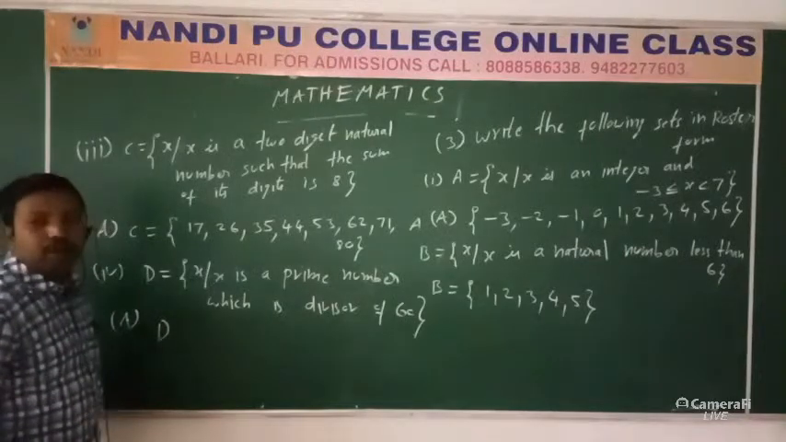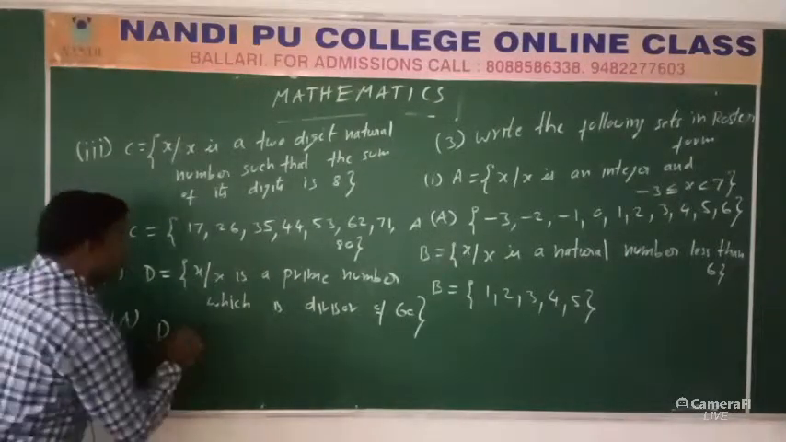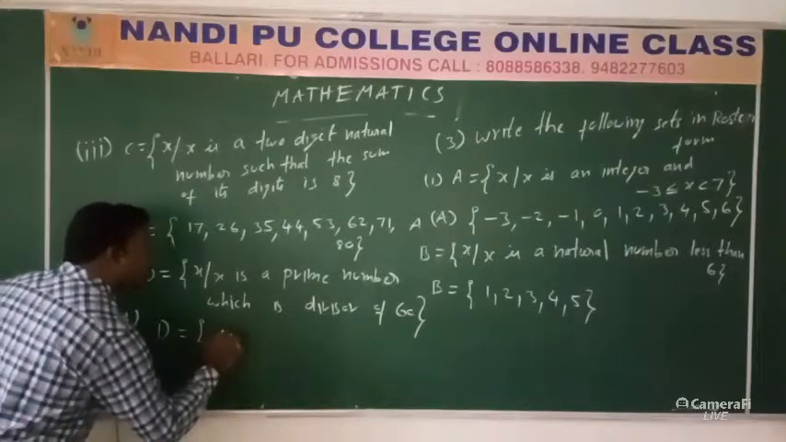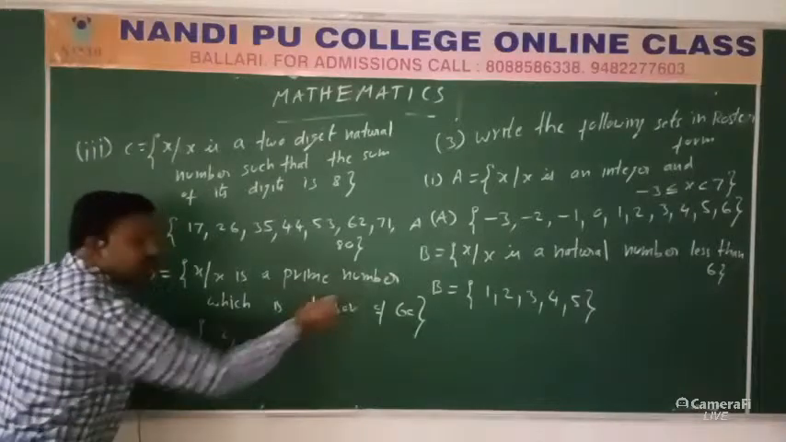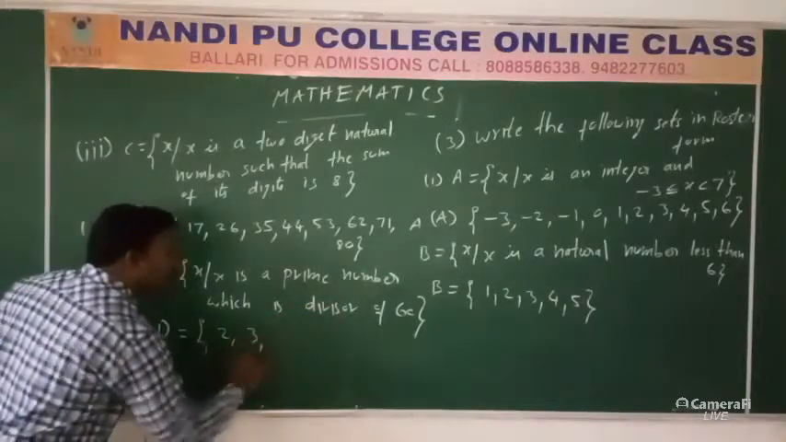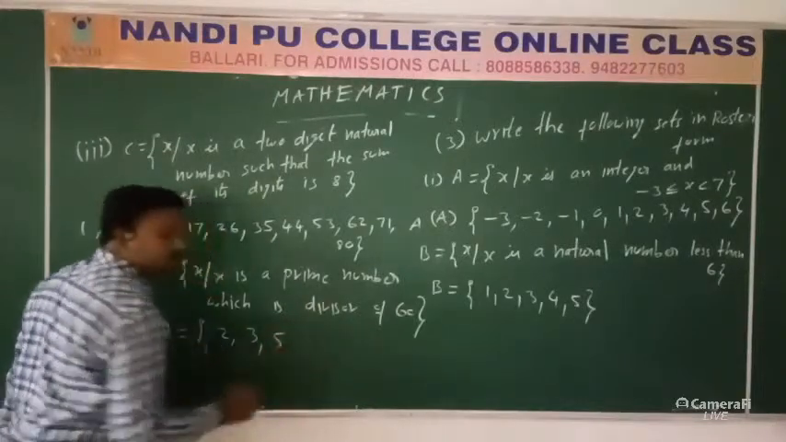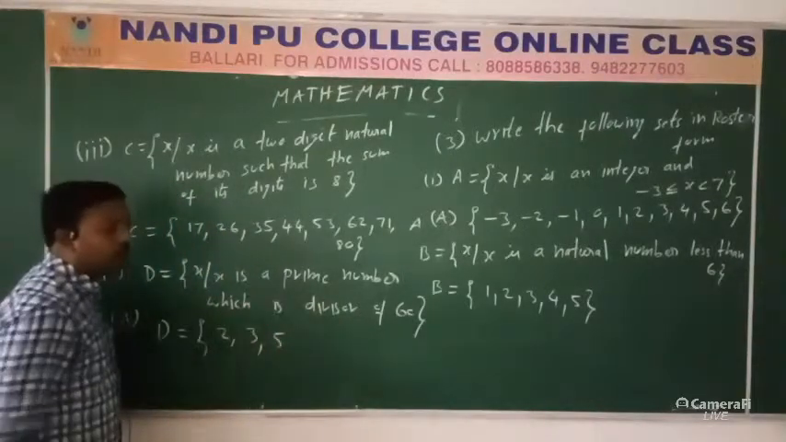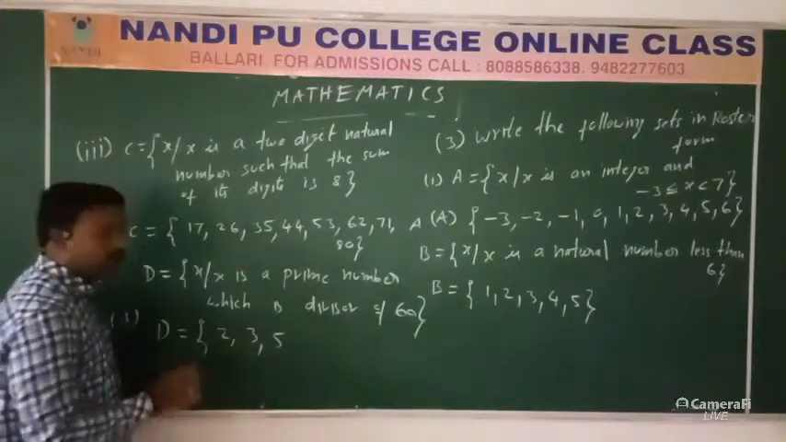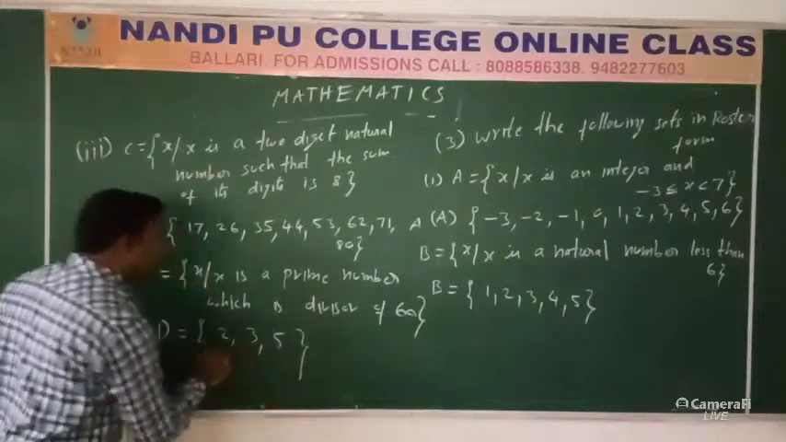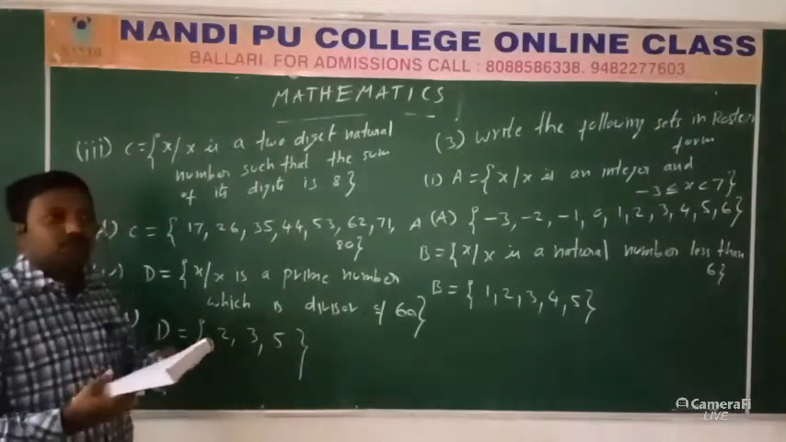Right? So we have to find the prime numbers, and they must divide the number 60. What are the prime numbers here? 2 is a prime number, and 2 divides 60. 3 is also a prime number, and 3 divides 60. Next, 5. 12 times 5 is 60. Is there anything else? That much only. These are the 3 prime numbers which divide 60.